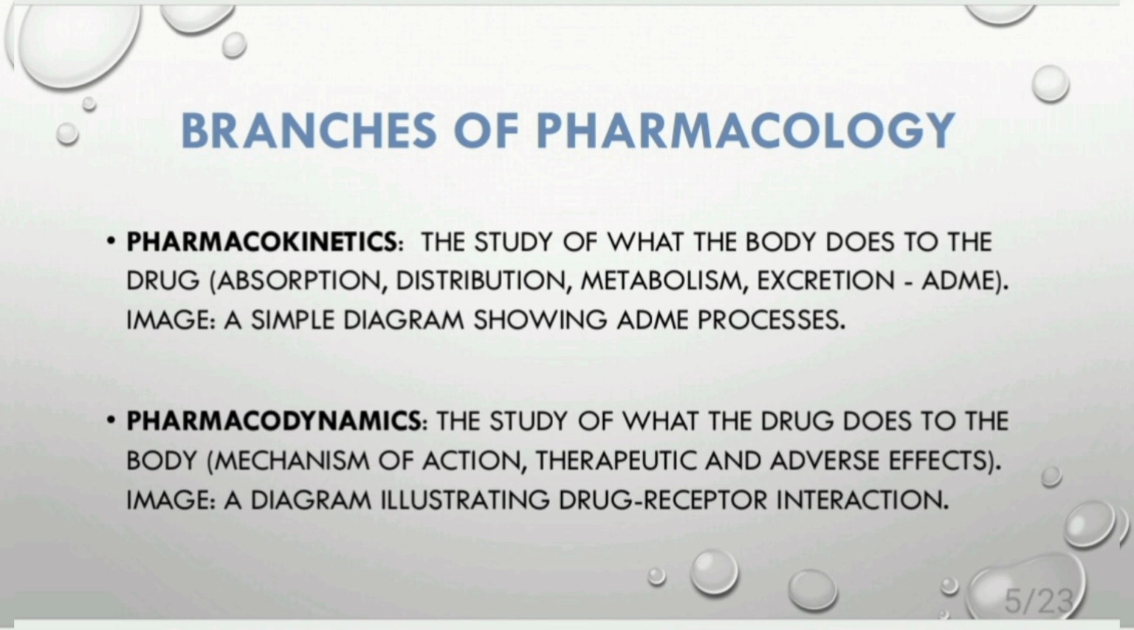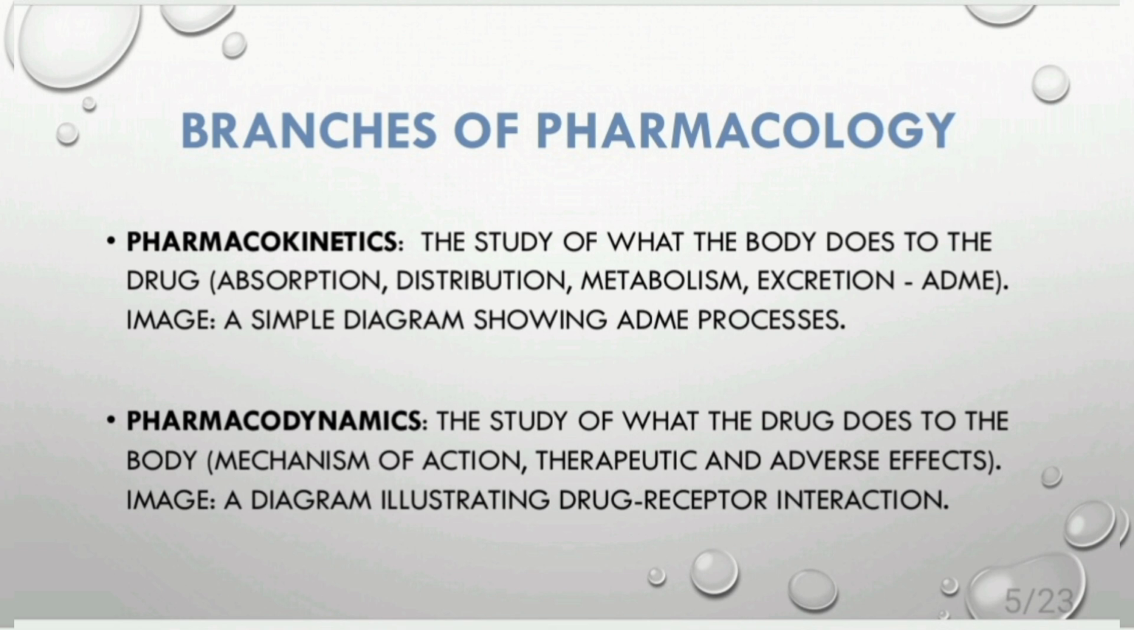Then branches of pharmacology. There are two main branches of pharmacology, pharmacokinetics and pharmacodynamics. Pharmacokinetics is the study of what the body does to the drug, that is absorption, distribution, metabolism, excretion, that is ADME. So pharmacokinetics is basically the analysis of the process of drug absorption, distribution, metabolism and elimination that determine the time course of drug action in response to the administration of drug dose.